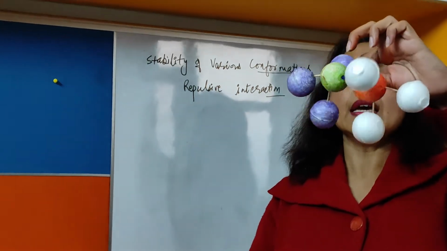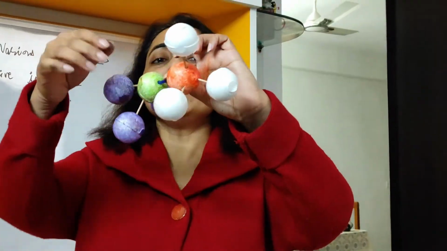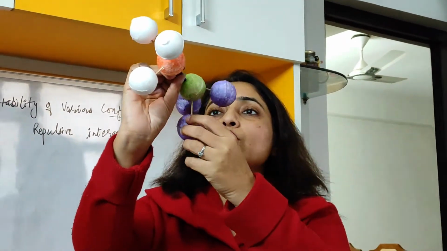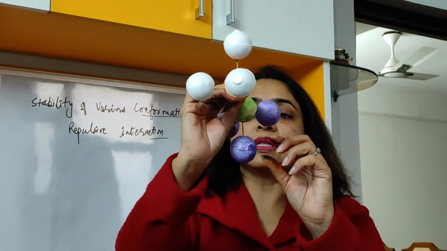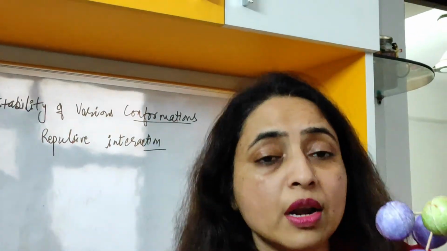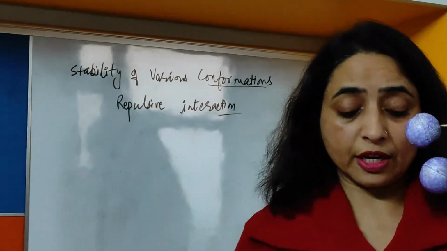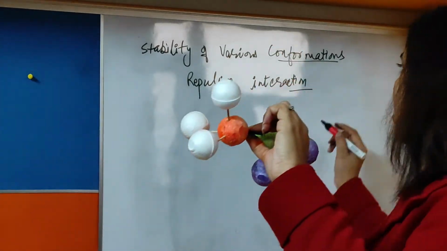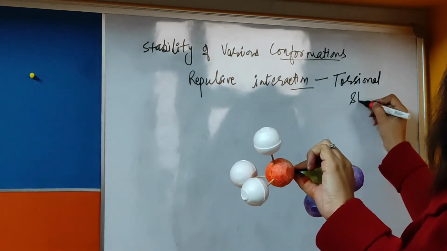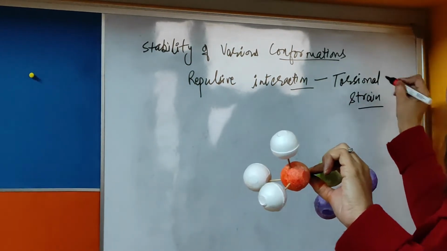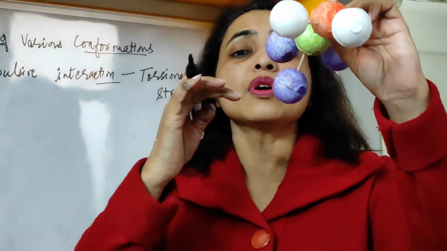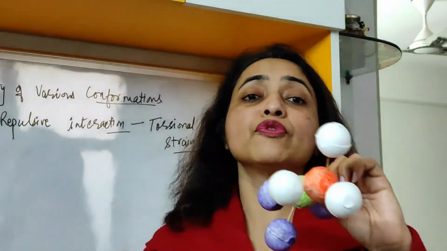Now here you can see that these are the two carbons. If we take the staggered conformation, the carbon-hydrogen bonds are at maximum distance. So there is minimum repulsive interaction. What do we call it? What is this repulsive interaction called? Repulsive interaction is named as torsional strain. Torsional strain. What is this torsional strain? Torsional strain is the repulsive interaction between the electron clouds of the carbon-hydrogen bonds of two carbons.